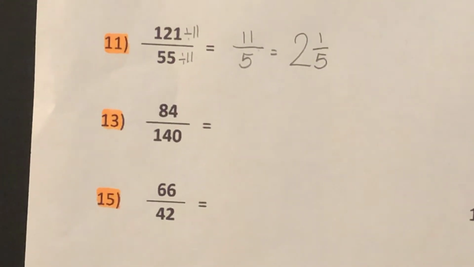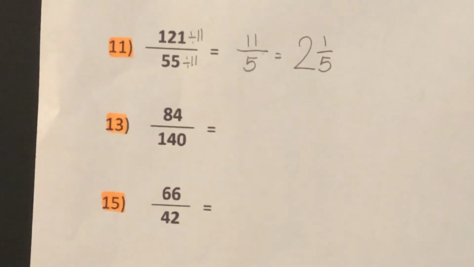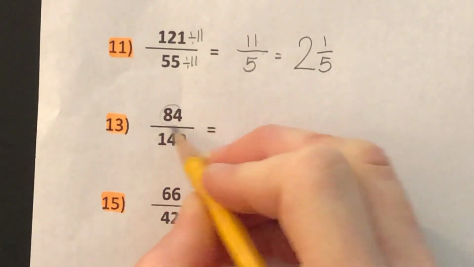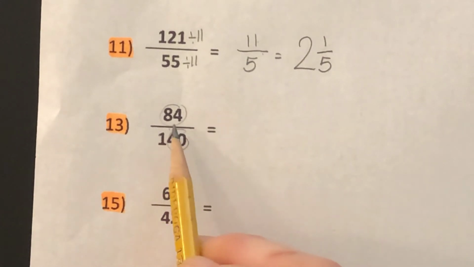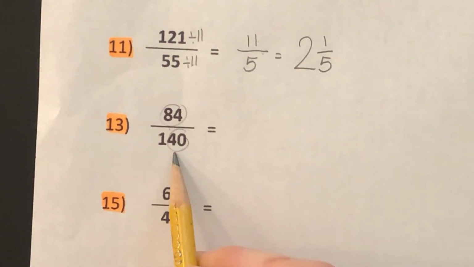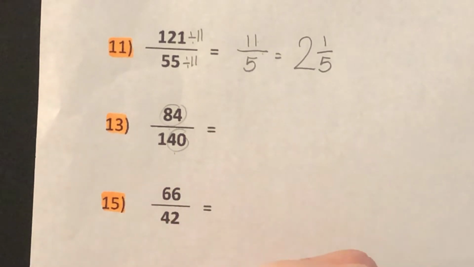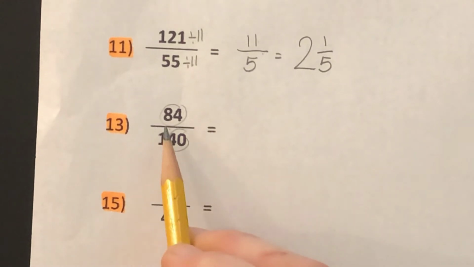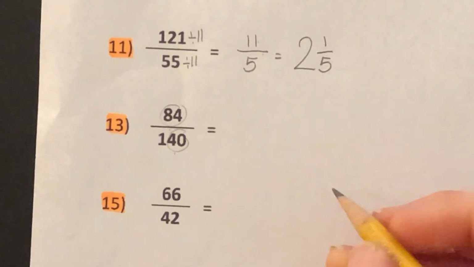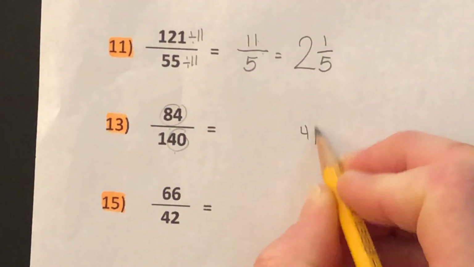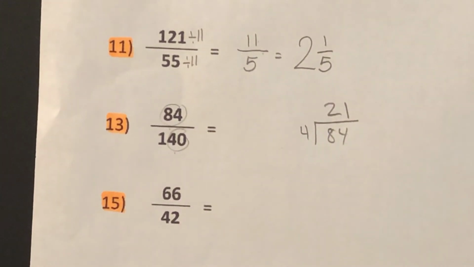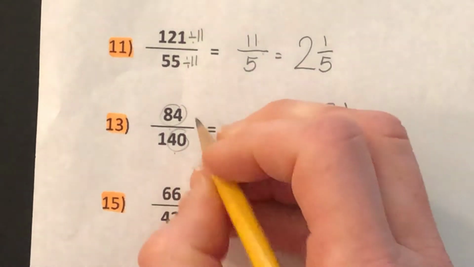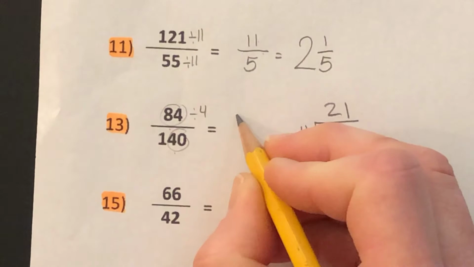I am going to reduce by 4. I can tell I can reduce by 4 because the last 2 digits have to be divisible by 4. Well, there's only 2 digits. 4 does go into 84. 4 goes into 40. So I will reduce these by 4. 84, 4 goes into 8, 2, 4 goes into 4, 1. Yeah, that was easy. So 84 divided by 4 is 21.